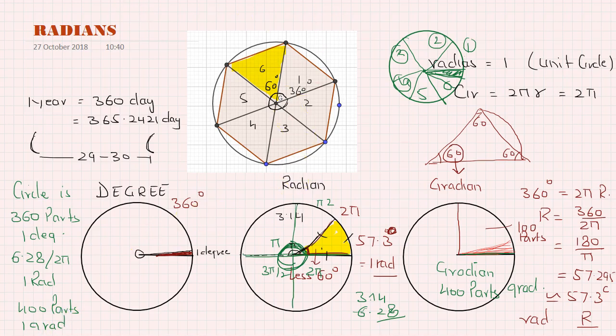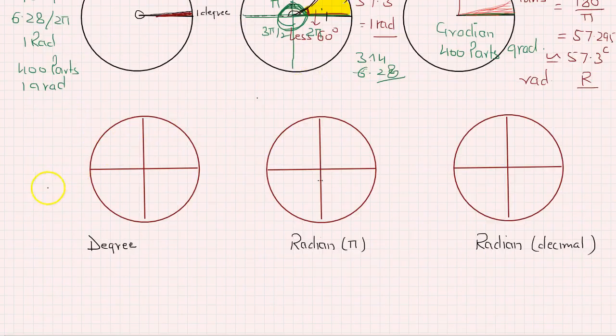The conversion table is very easy. The relation is degree over 180 is equal to radian over pi, and is equal to gradient over 200. We can use this. We are just going to study this relation and take some questions. Now let's compare between degree and radian.